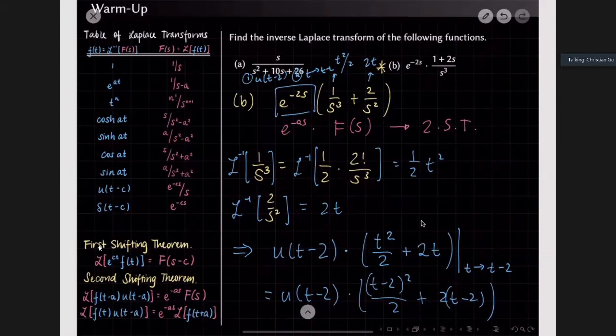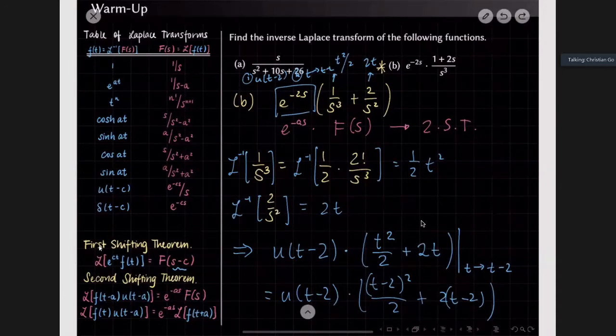So the only thing to remember is to always keep track. Are you doing the shift in S or are you doing the shift in T? In both of your shifting theorems, you usually need to do the shift after the conversion has happened and not before converting. So just keep track: am I going to do the shift in S or am I going to do the shift in T? Questions?